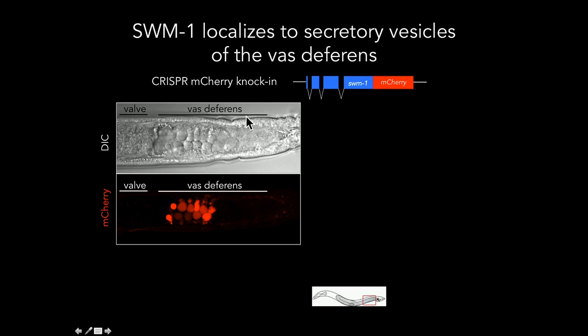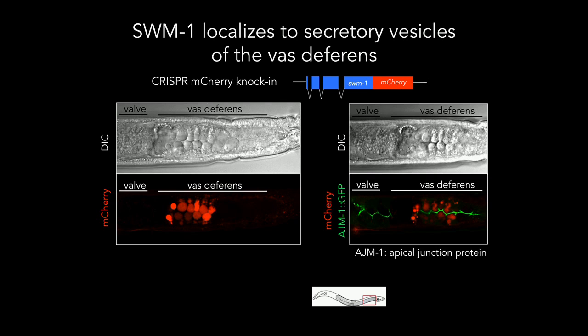Not surprisingly, and in line with the transcriptional reporter data, SWM-1 localizes to large secretory vesicles in the vas deferens, and in a subset of these vas deferens cells. The subcellular localization within these cells is very distinct, where the largest vesicles are aligned to the apical membrane as though they are poised to be secreted as seminal fluid.